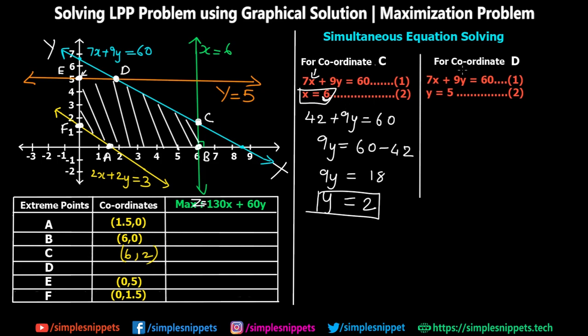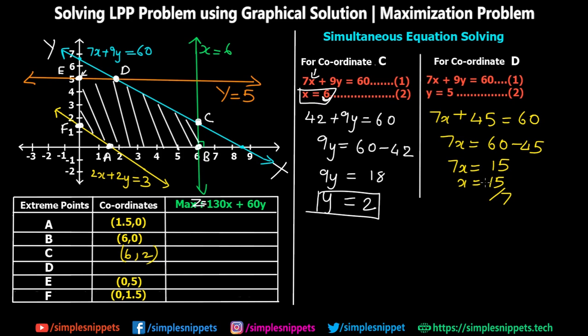Similarly, for coordinate D, we have 7x plus 9y, that is this blue line, and the orange line, which is y equals 5. So now I substitute y equals 5 in equation 1. So 7x plus 9 into 5, which is 45, is equal to 60. 7x is equal to 60 minus 45. So 7x would be 15 and x would be 15 by 7. You don't have to divide it, you can keep it as it is. So here we got x as 15 by 7 and y is 5. I'm just going to write it as 15 by 7 comma 5. And now we have the values of all the extreme coordinates.